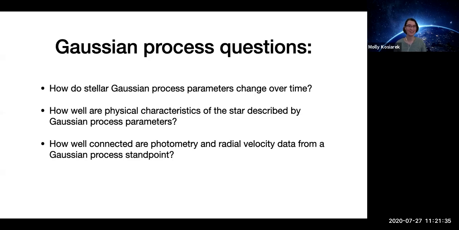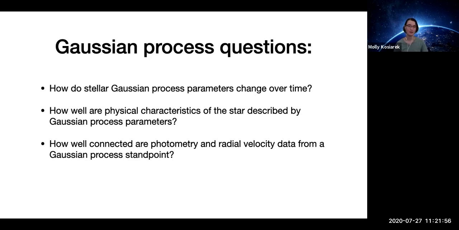We're still collecting data on Kepler planets, and it's been quite a number of years since the Kepler mission has been going. Therefore, how do the stellar Gaussian process parameters change over time? And how far apart really can the photometry be from the radial velocity data for this to work?